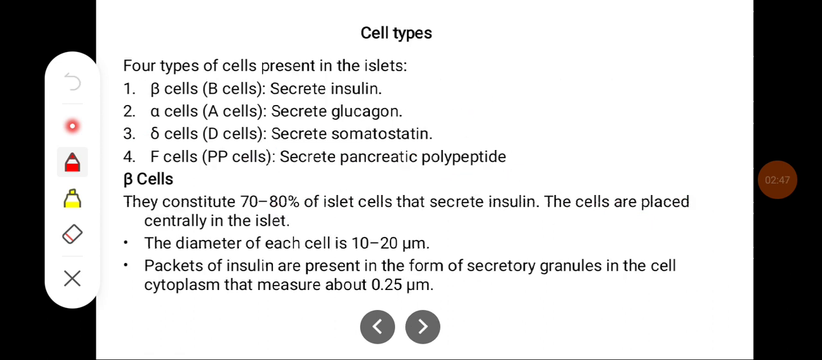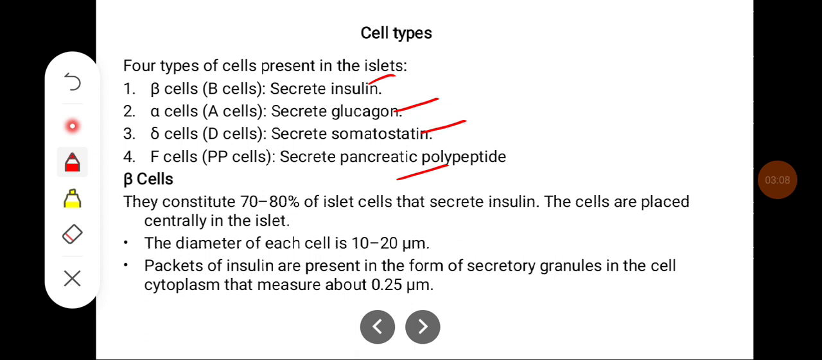There are four types of cells present in the islets. They're called beta cells, alpha cells, delta cells, and F cells. Beta cells secrete insulin, alpha cells secrete glucagon, delta cells secrete somatostatin, F cells secrete pancreatic polypeptide.